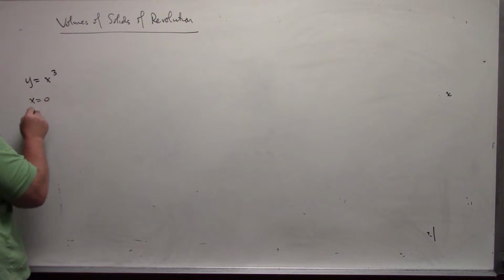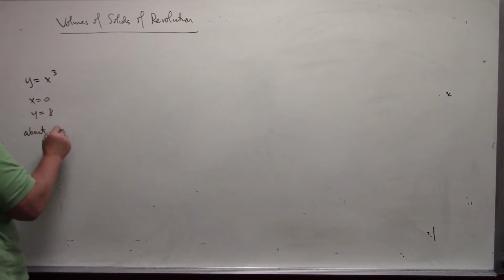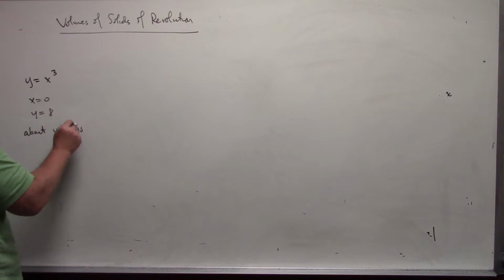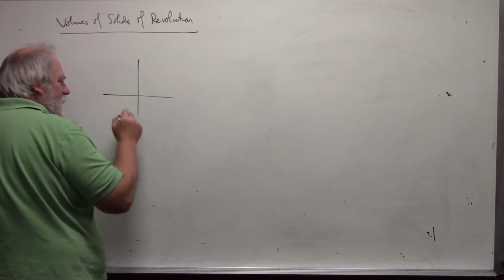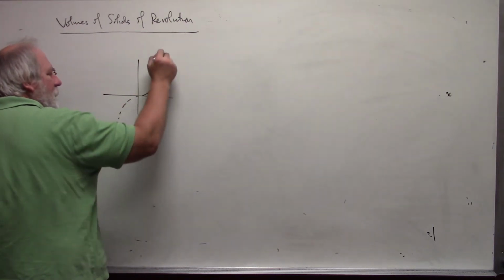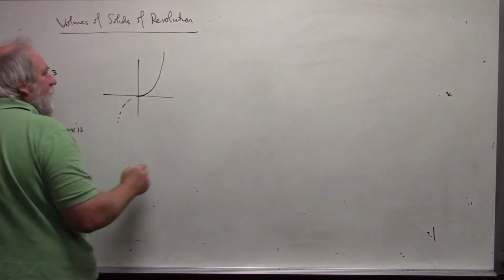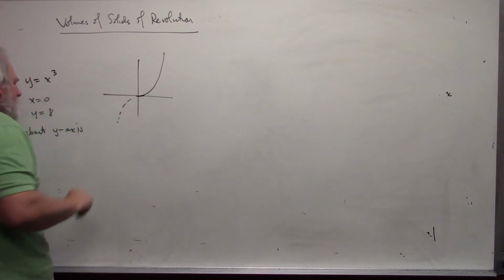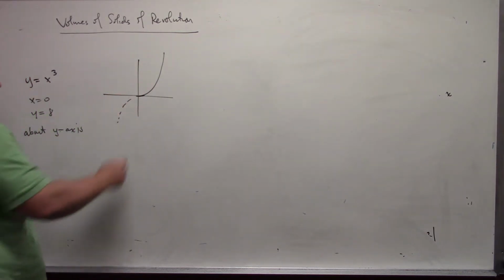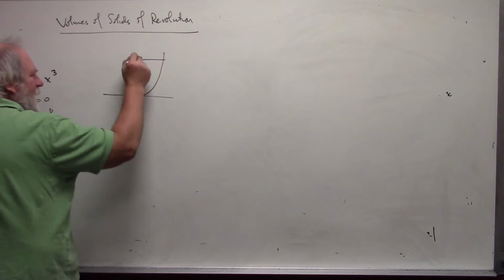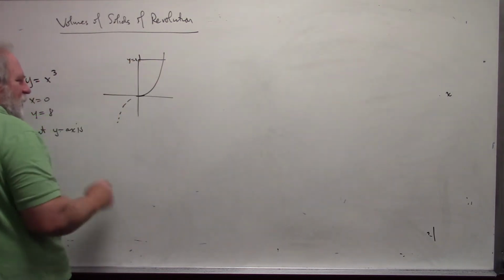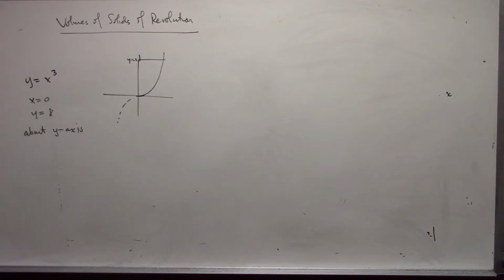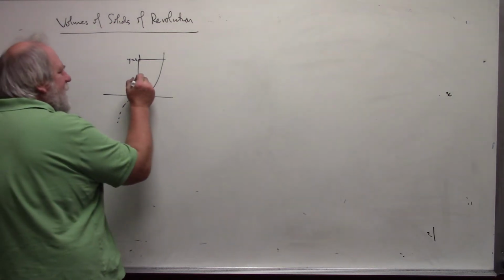X equals 0, y equals 8, and this time about the y-axis. And so my picture looks like this. I don't need the bottom half. This is the cube function. X equals 0 is the y-axis, y equals 8. So this region, I'm going to rotate this around the y-axis.